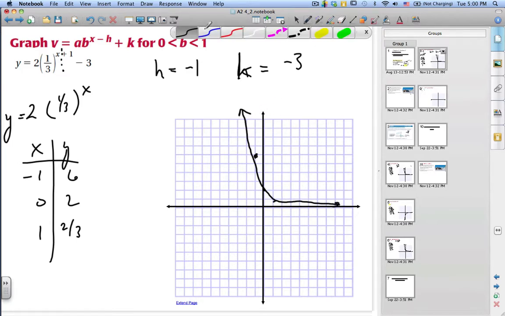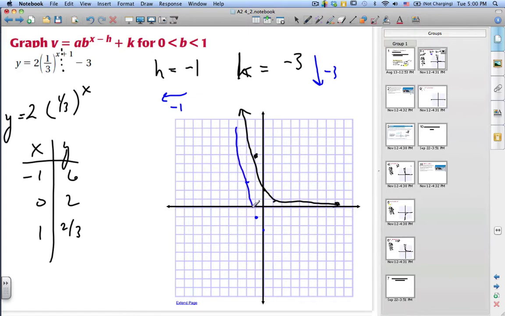And now I want to add in h and k. So negative 1, that's a shift to the left of 1, and negative 3 for k would be a shift down 3. So each point goes 1 to the left and down 1, 2, 3. And this is my new function.